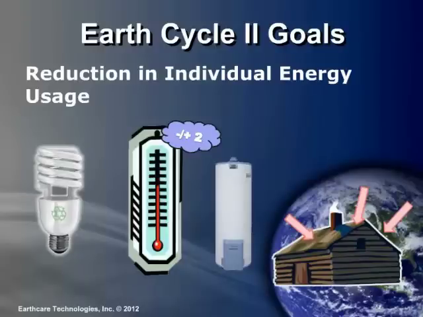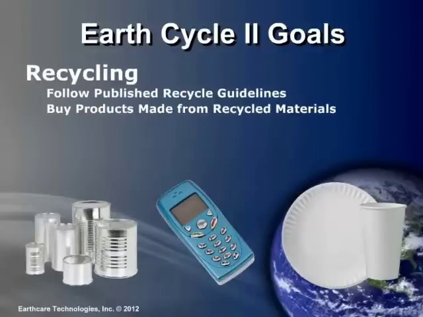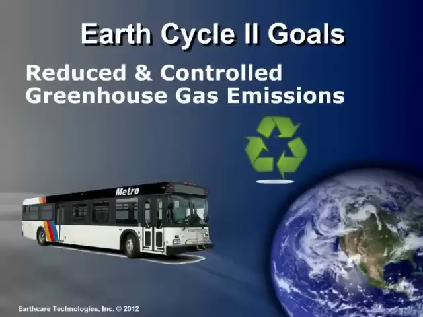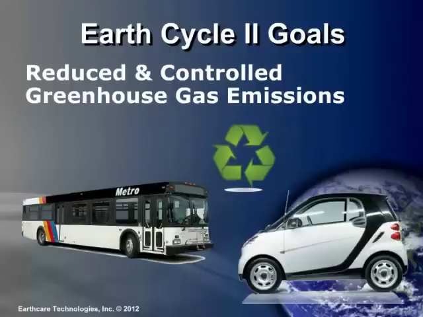By replacing old windows, restoring old wall insulation, and keeping your doors shut. Be sure to follow published recycling guidelines. You can recycle any paper and plastic products, as well as old and used appliances. You can help reduce the amount of greenhouse gases emitted into the Earth's atmosphere by purchasing environmentally friendly products and services, using mass transit as often as possible, and by minimizing your fuel consumption by purchasing fuel-efficient cars and trucks.